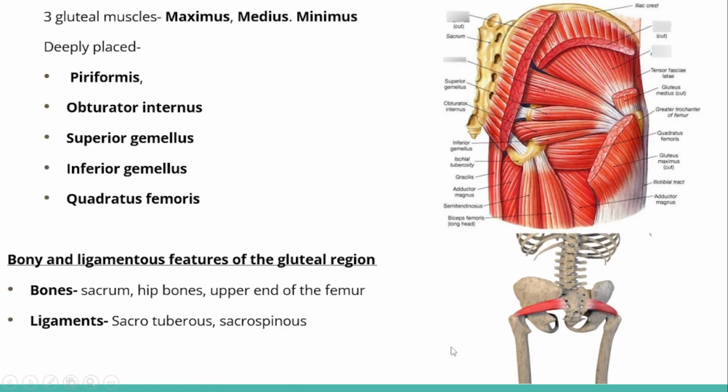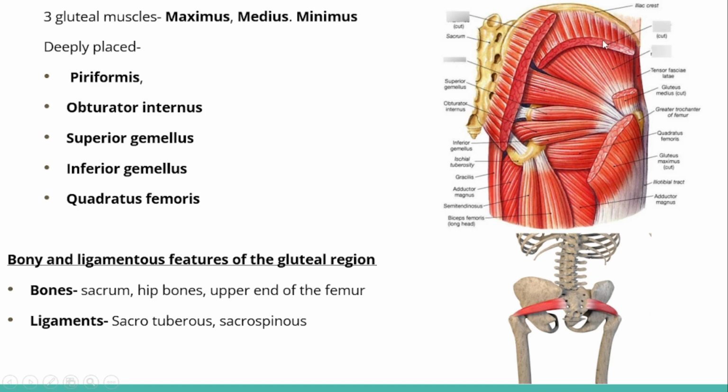There are several muscles located in this gluteal region. We'll discuss from superficial to deep. The most superficial one is the gluteus maximus muscle. It is a bulky muscle. And beneath that is the gluteus medius, and beneath that the gluteus minimus muscle.